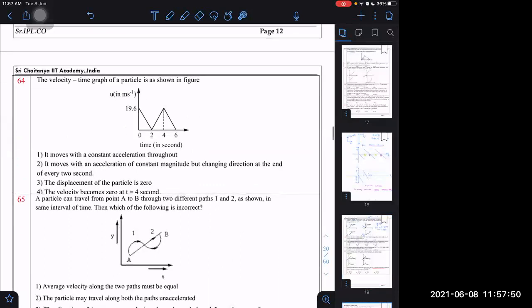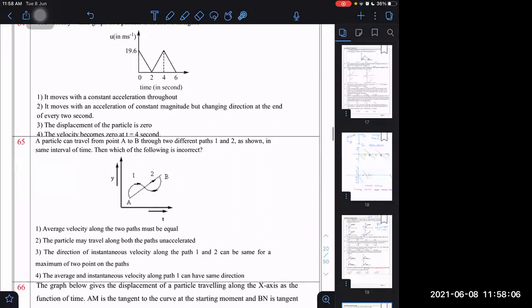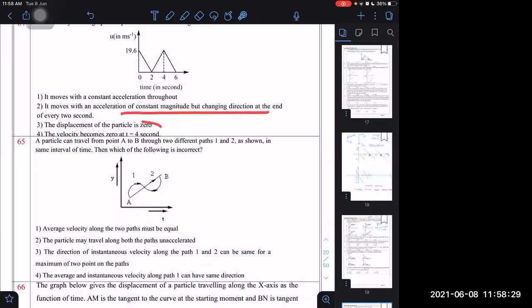Question number 64. Velocity time graph is shown. So tell, what is it? Constant acceleration. Which answer is correct for 64? Option 2, sir. Slope is changing clearly. Option 2, what is it saying? Acceleration of constant magnitude, but changing direction at the end of every 2 seconds.